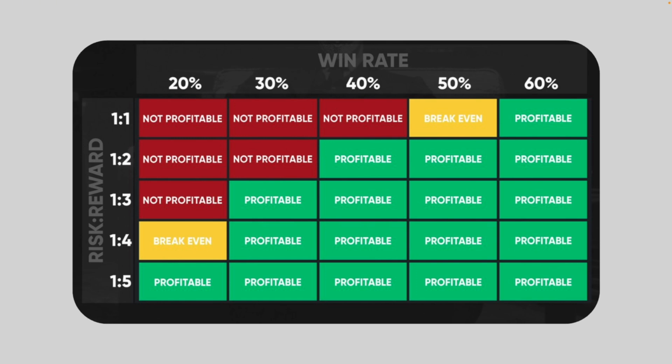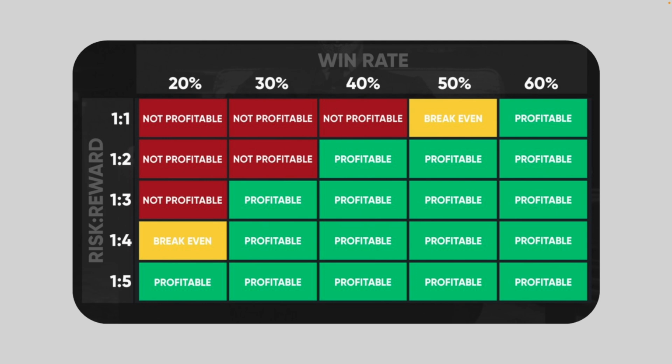And let me tell you, being right 30% of the time is not hard at all. So if you are not sure which risk to reward to use, go for the 3-to-1. The 2-to-1 can also work, but the wins are just 2 times bigger than your losses, so your win rate needs to be high for it to work.